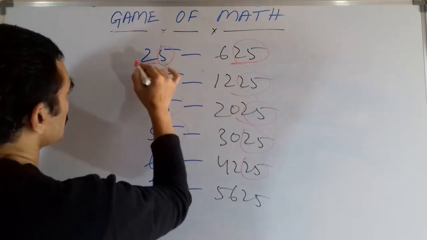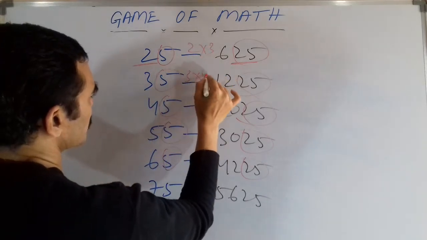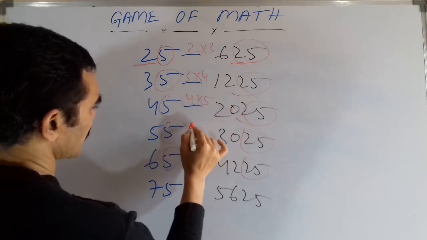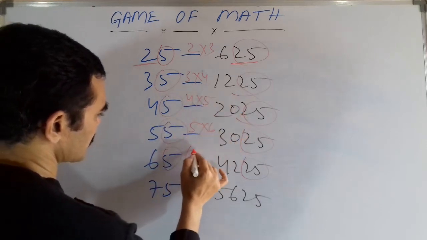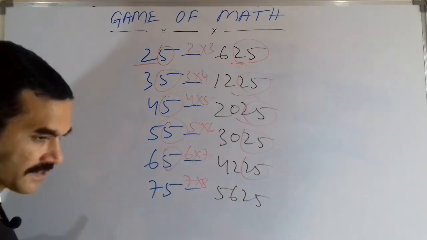The remaining is 2. So here this is 2 into 3, 6. Here this is 3 into 4. Here this is 4 into 5, 20. Here this is 5 into 6, 30. Here this is 6 into 7, 42. Here this is 7 into 8, 56.